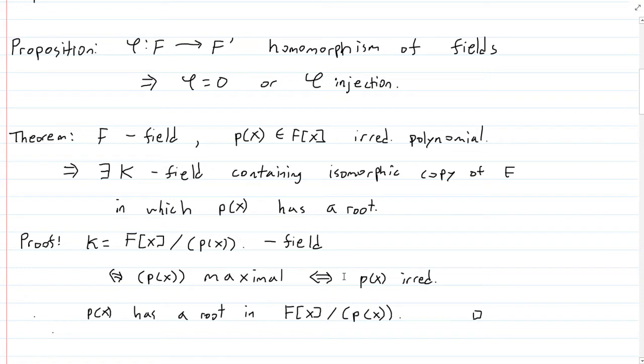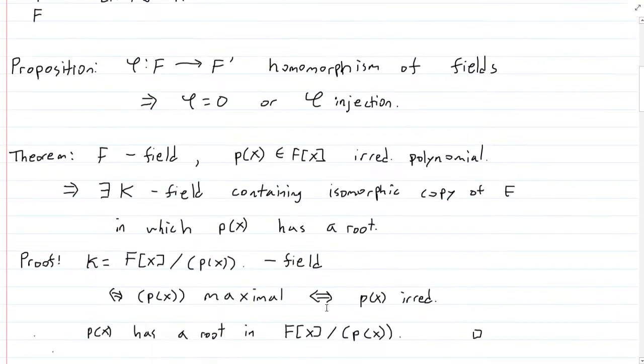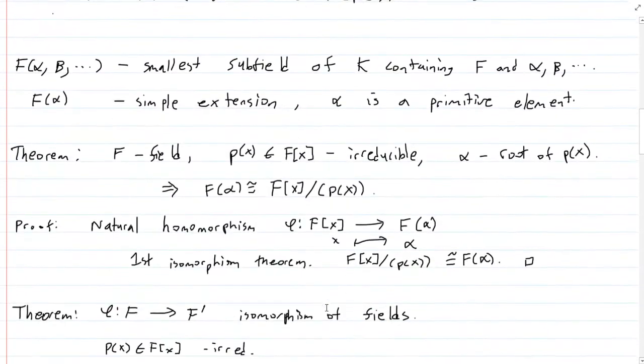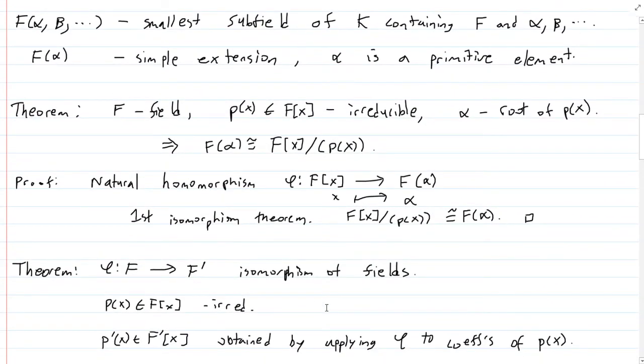Are there any questions so far? I'm just giving a review of the first two sections. Okay, now F(alpha, beta, ...): this is notation for the smallest subfield of K containing F, alpha, beta, and so on. F(alpha) is a simple extension, and alpha is called the primitive element of this extension.